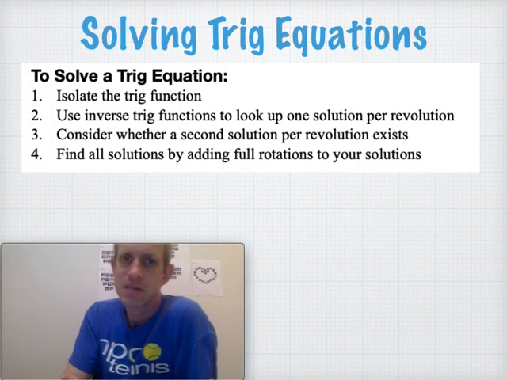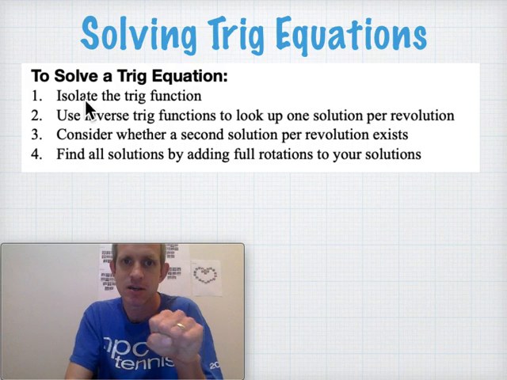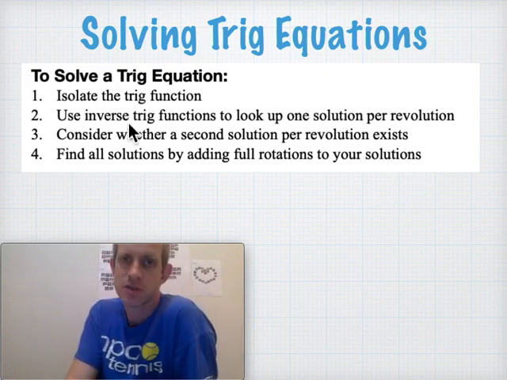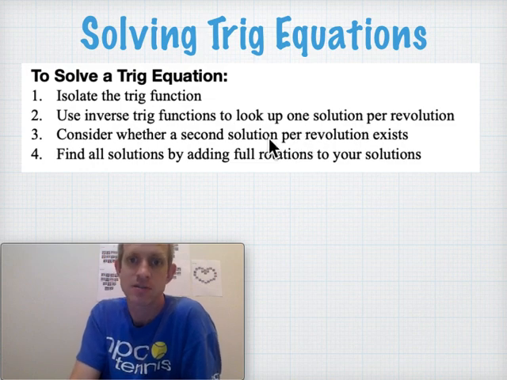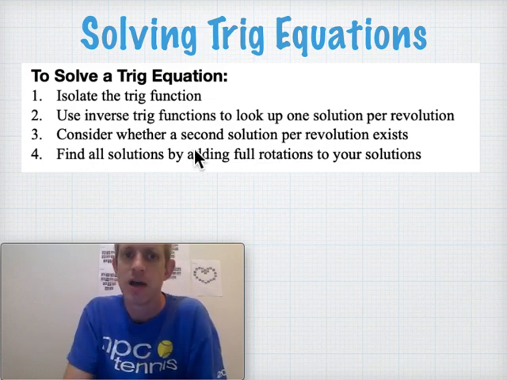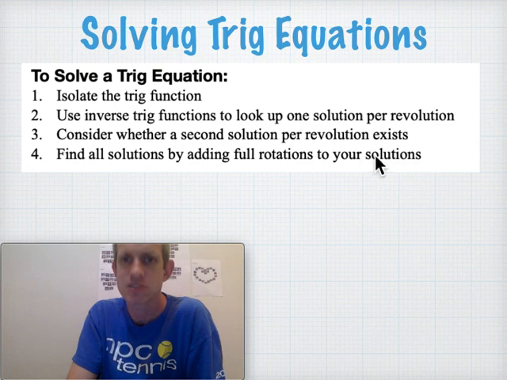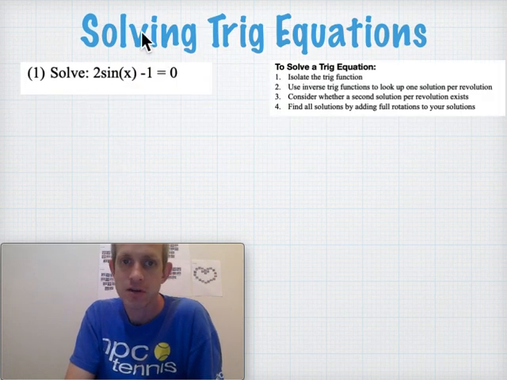To solve the most basic types of trig equations, these are the steps. First thing you need to do is to try to get the trig function alone, so sine of x equals a number. If you can do that, then you do an inverse trig function to look up one answer. And like in our previous lesson, you'll have to figure out if there's another answer within a revolution that works. And finally, once you have all those answers, you describe them all by saying plus or minus 360k, or in radians, 2 pi k.